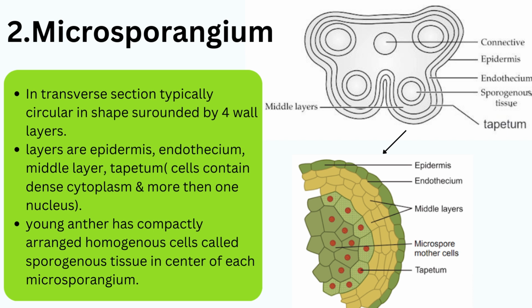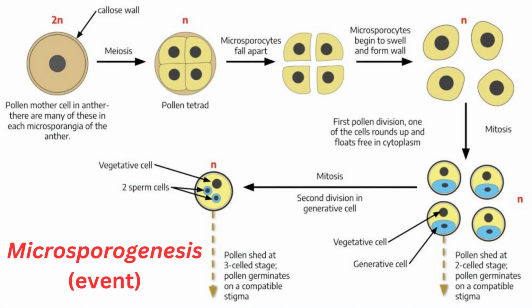Tapetum cells contain dense cytoplasm and more than one nucleus. Young anther has compactly arranged homogeneous cells called sporogenous tissue in the center of each microsporangium. Make sure guys you are preparing notes.